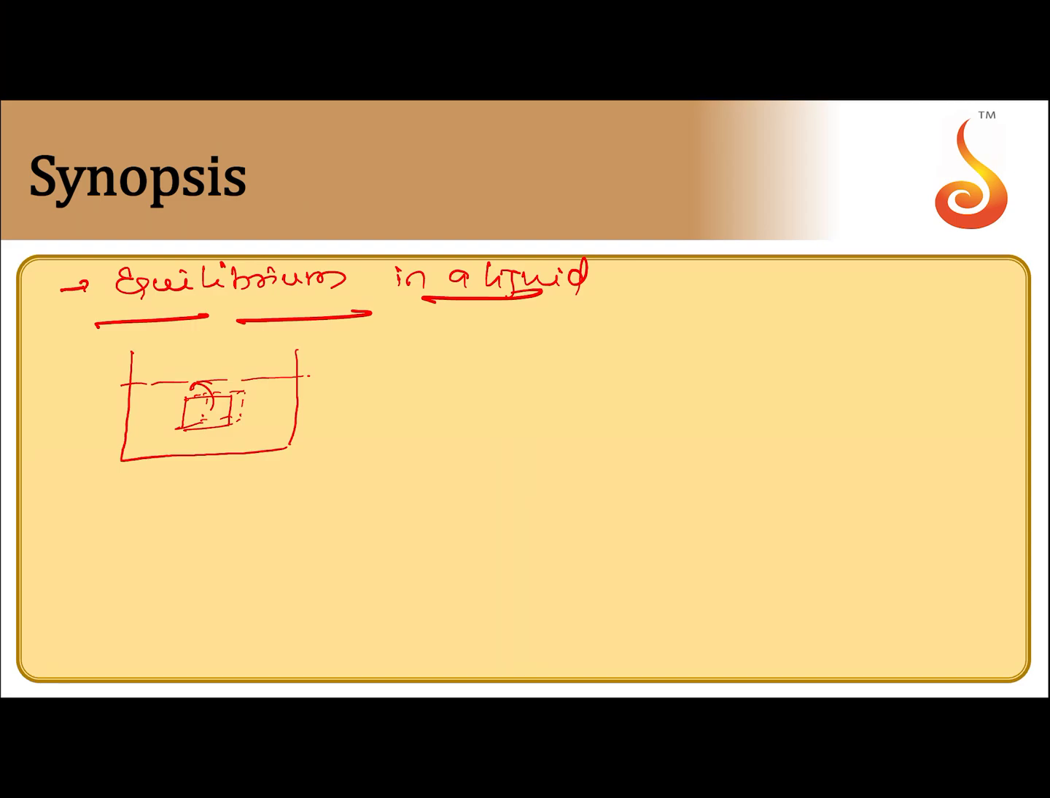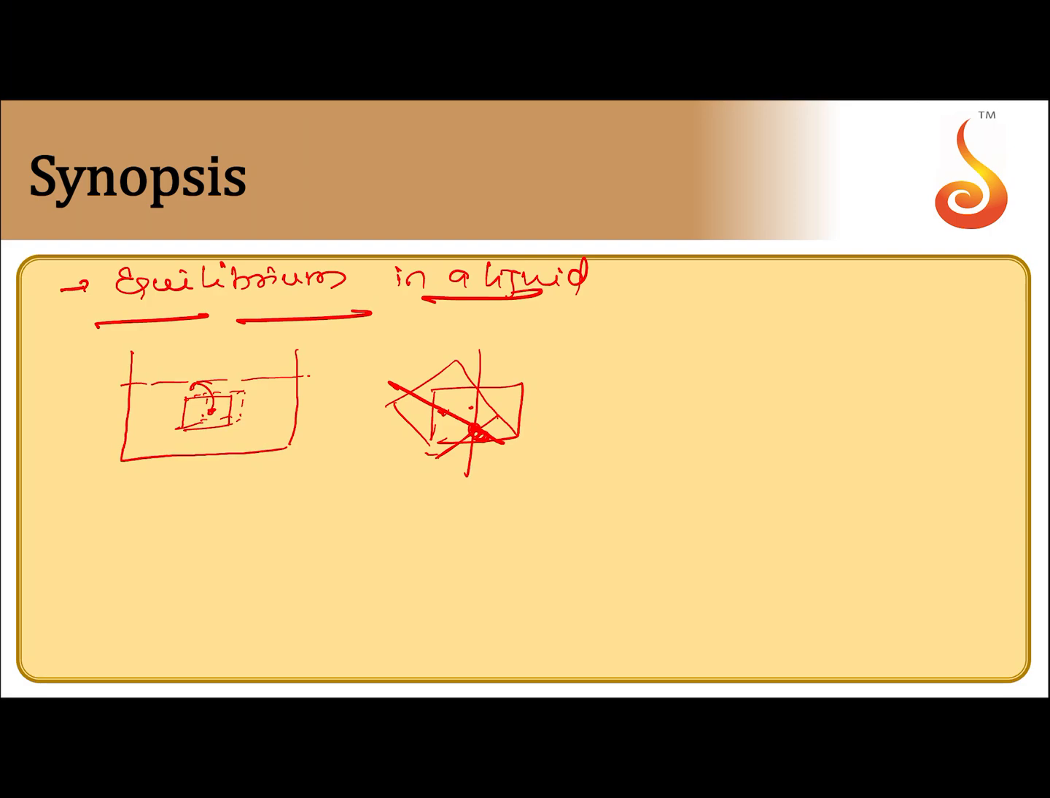What happens? Then the center of buoyancy shifts to a new position. It was here, and then upon rotating, the center of buoyancy shifts to a new position like this. And the vertical line passing through the new center of buoyancy and the initial vertical line meet at a particular point called metacenter. This is what is known as metacenter. Now, if the metacenter is above the center of gravity, then the upthrust tends to bring the body back to its original position.